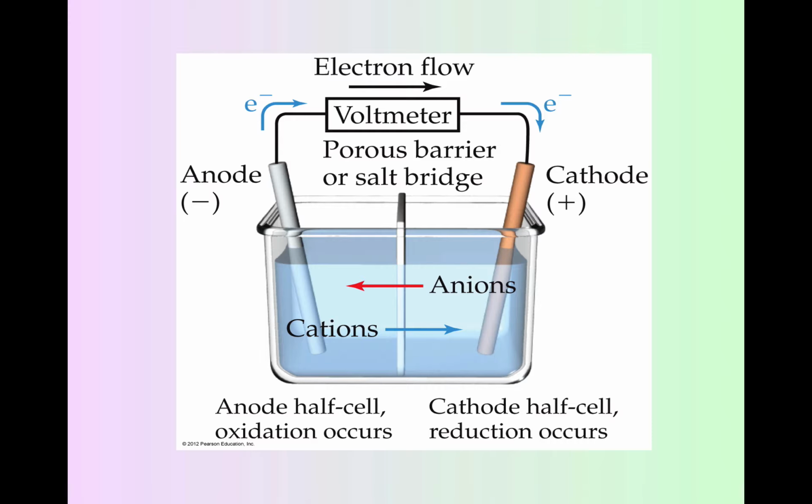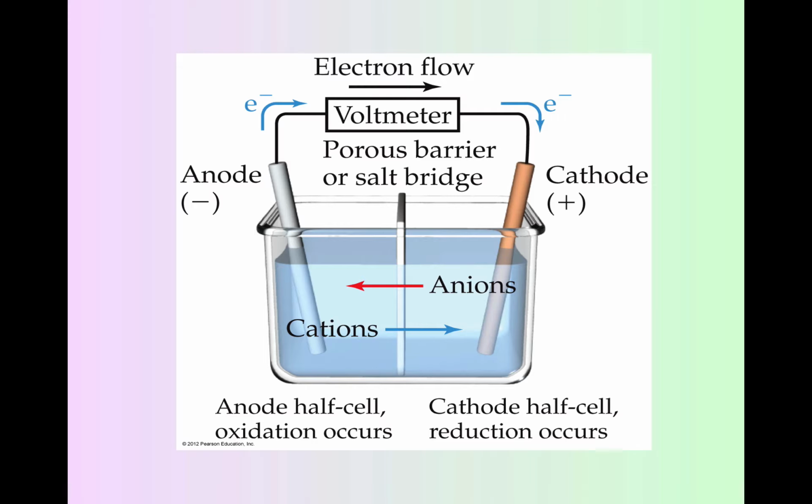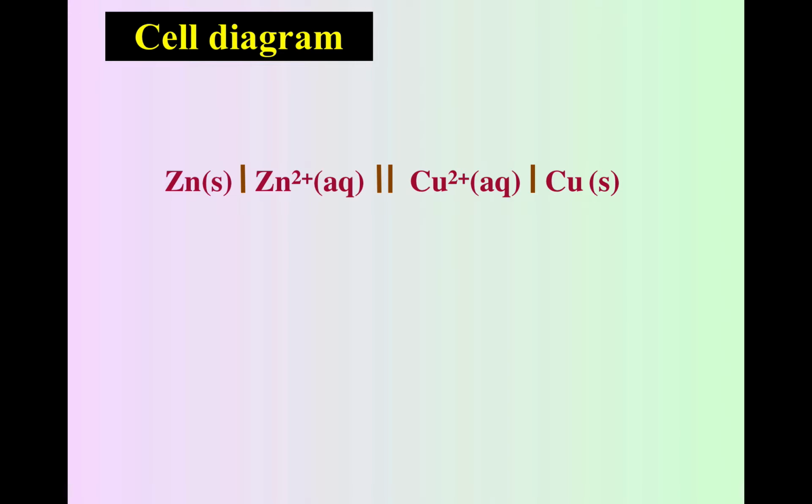So the anode is where oxidation occurs, the cathode is where reduction occurs. It's hard to draw this every time we want to talk about an electrolytic cell, so this is called a cell diagram. The way this is set up is we go from the anode over to the cathode in terms of what species we encounter. So first thing, you've got zinc. Zinc is the thing losing the electrons.